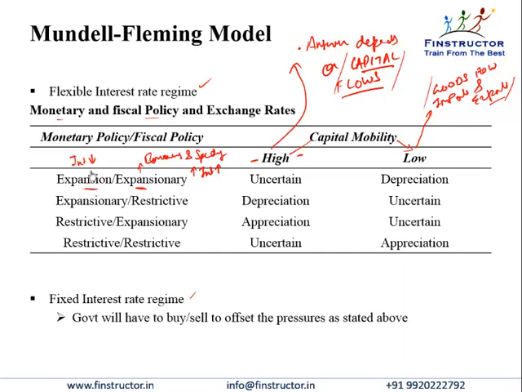Expansionary monetary policy means decreasing interest rates. Decreasing interest rates means capital flowing out into countries with higher interest rates. Increasing interest rates means capital coming in to take advantage of that high interest rate. Hence, with high capital mobility, the impact will be uncertain, as one factor is causing interest rates to increase, another is causing the interest rates to decrease. So whichever is more dominating will have the net say.